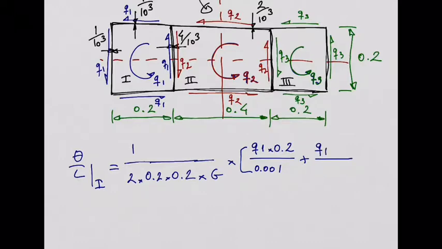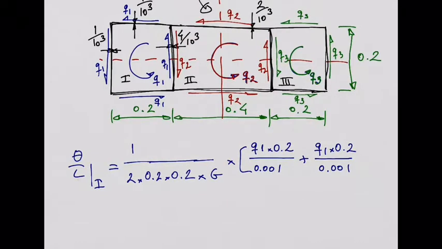Again, the shear flow in this wall is again Q1. The length of this wall is also 0.2. And the thickness of this wall is also 0.001. Okay? Now I need to move to this wall, and now this wall is a bit critical. You see this wall here? So let's do the analysis for this wall. So I'm going to continue here below.